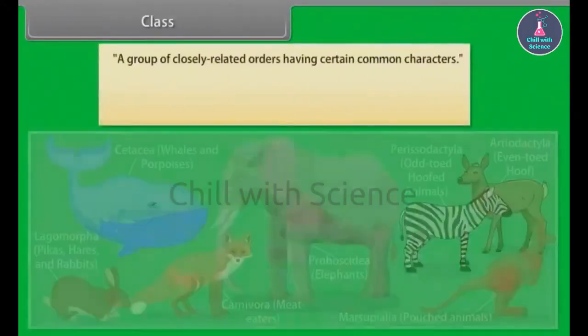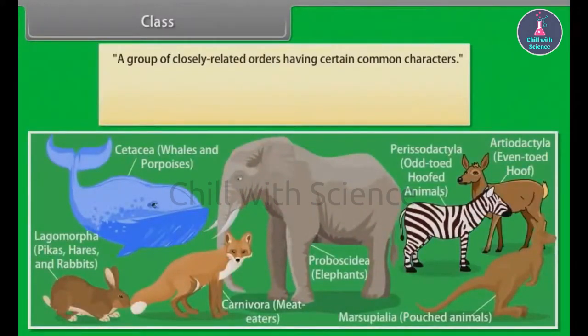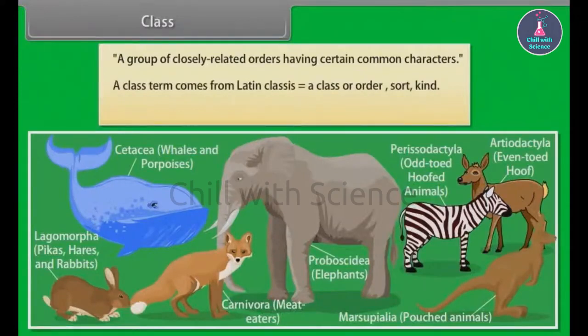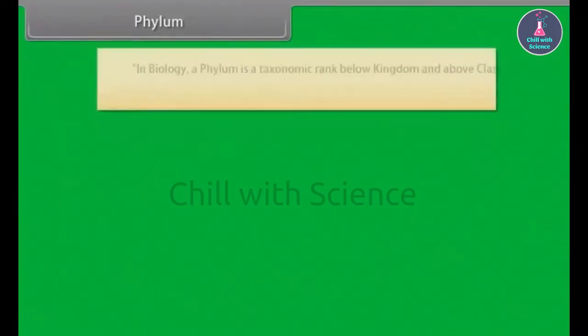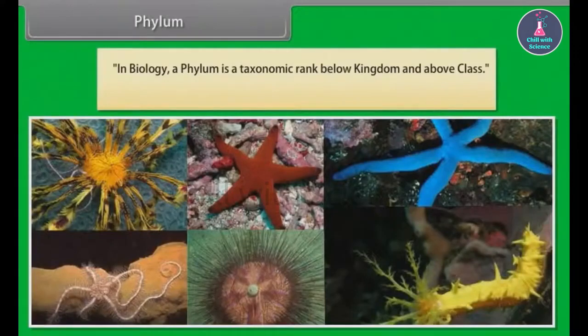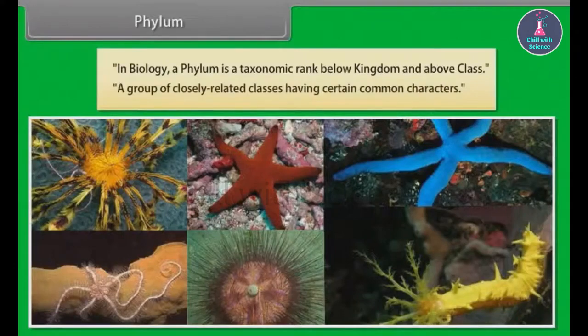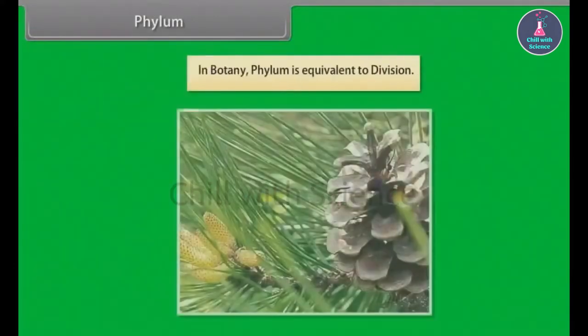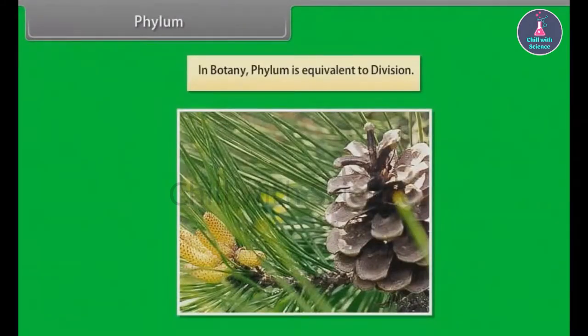Class. A group of closely related orders having certain common characters. The term class comes from Latin classis, a class or order, sort, kind. Example: class Mammalia. Phylum. In biology, a phylum is a taxonomic rank below kingdom and above class. A group of closely related classes having certain common characters. In botany, phylum is equivalent to division.